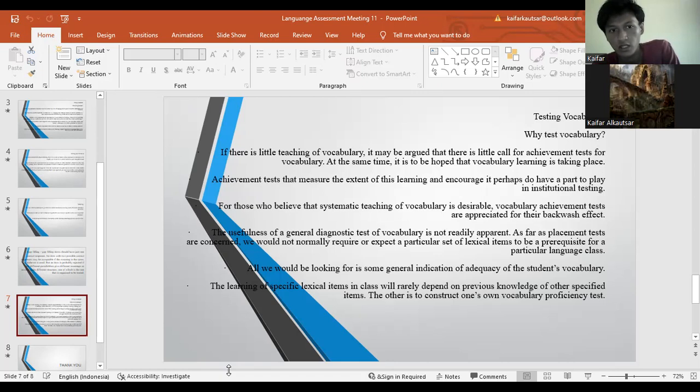As far as placement tests are concerned, we would not normally require or expect a particular set of lexical items to be a prerequisite for a particular language class. All we would be looking for is some general indication of adequacy of the student's vocabulary. The learning of specific items in class rarely depends on previous knowledge of other specific items. The other is to construct one's own vocabulary proficiency test.